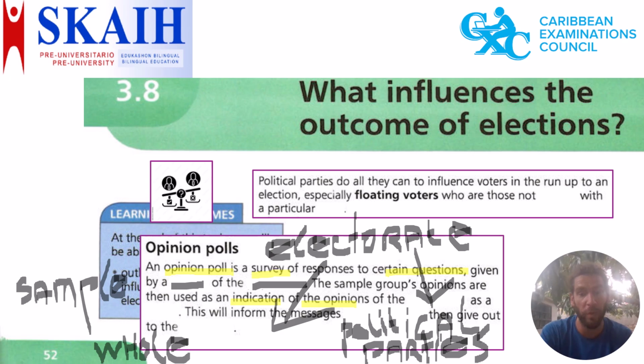Yeah. So an opinion poll is a survey of responses to certain questions given by a sample of the electorate. The sample group's opinions are then used as an indication of the opinions of, again, the electorate as a whole. This will inform the messages political parties then give out to the electorate again. So I hope that's clear.